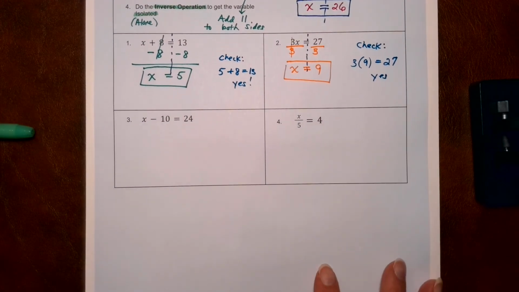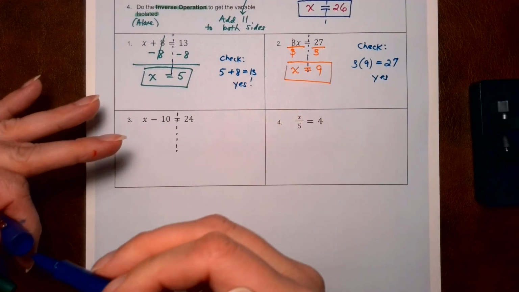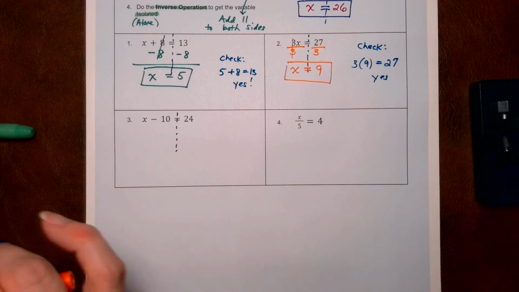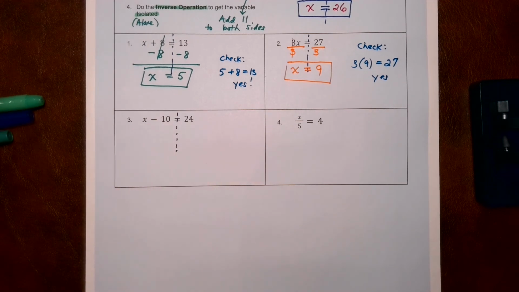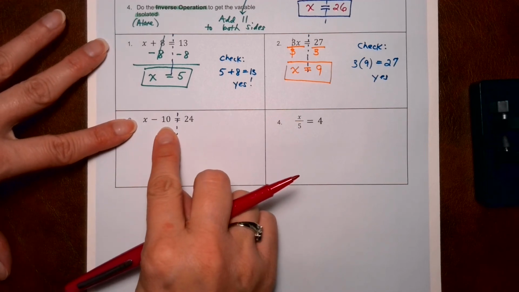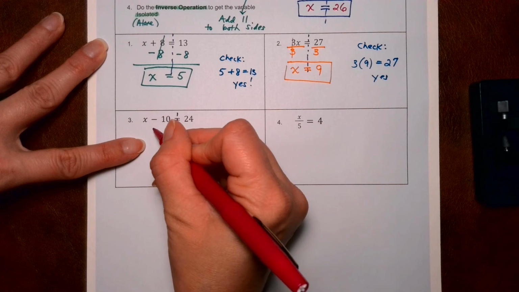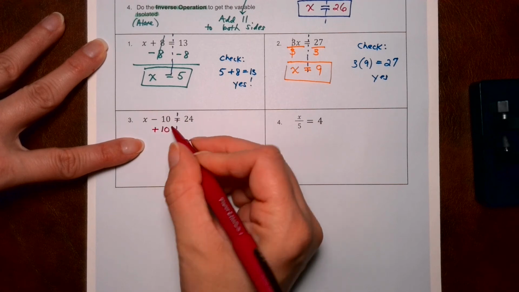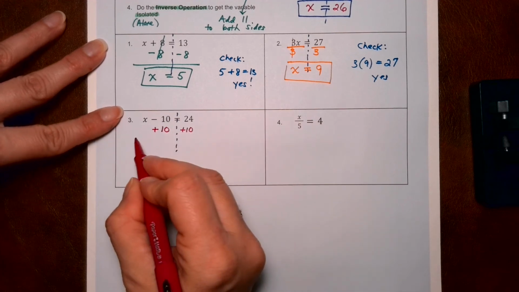Okay, example 3. Let's build the wall. Build the wall. Let's find the variable. Here it is. Why is it not alone? Well, I see minus 10. The inverse of subtraction is addition. So I'm going to add 10 to the left side and to the right side.